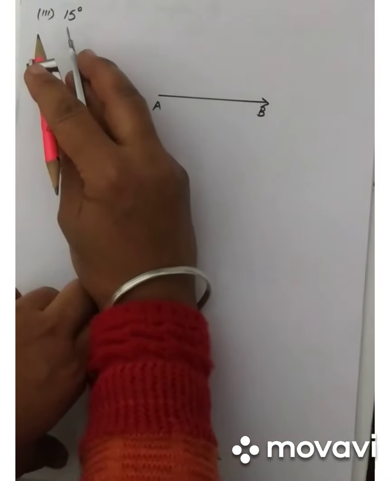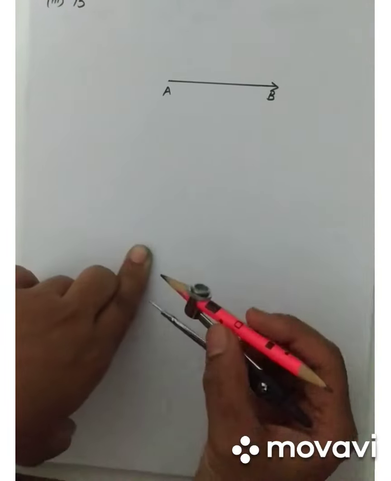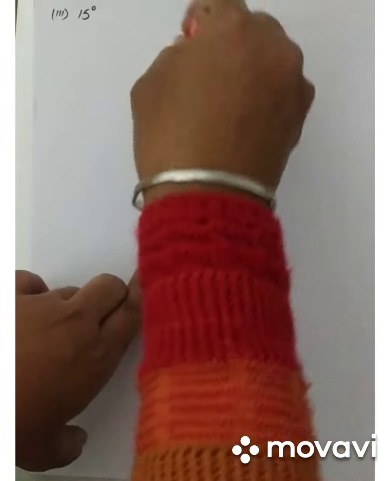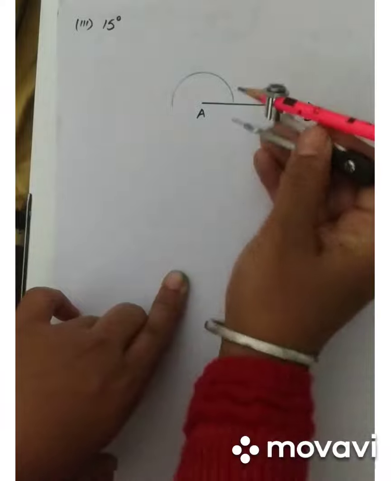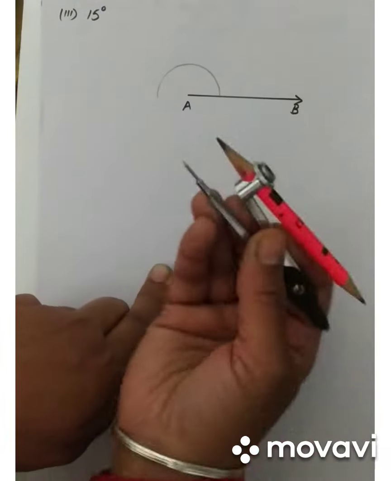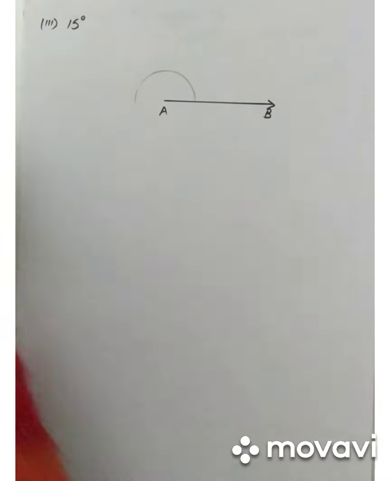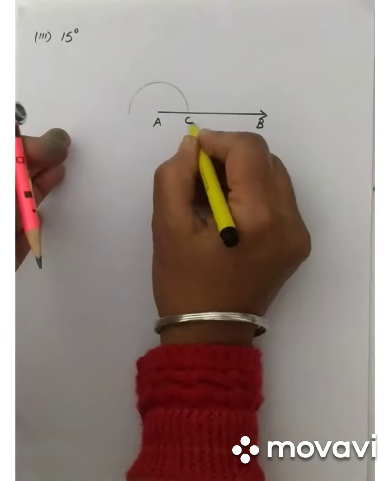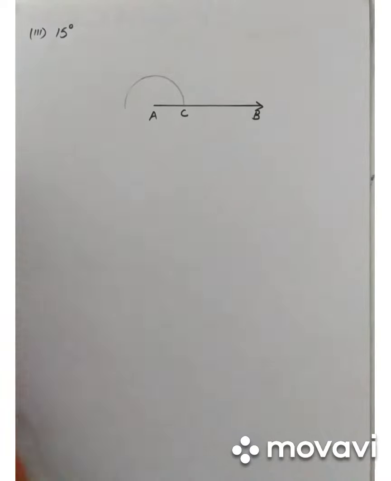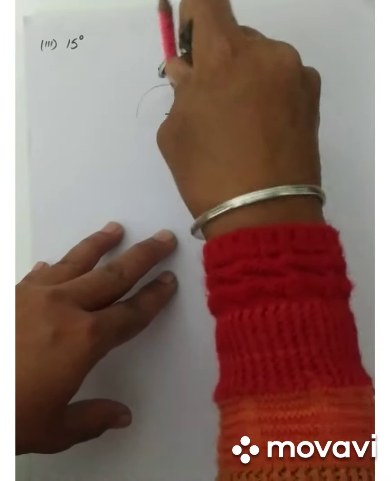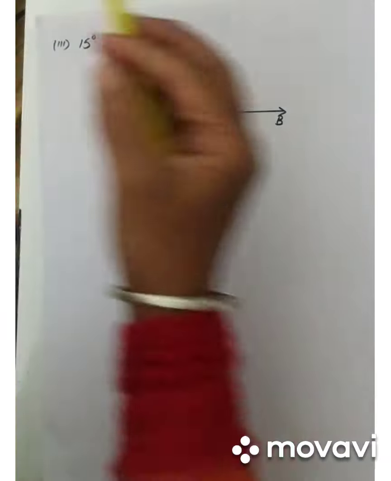To construct the angle of 15 degree: 15 is a half of 30 and 30 is a half of 60. That means we have to start with an angle of 60 degree. So once again, first of all, with a convenient radius and A as a center, we have to draw a semicircular arc. Now mark this point C where it cuts the ray AB. Now with C as a center and the same radius, we have to draw another arc. Mark this point as D.